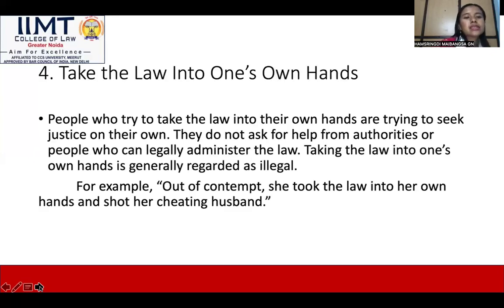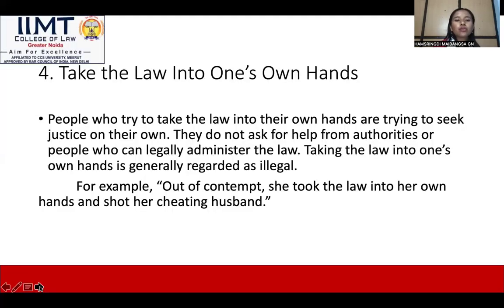The next expression is take the law into one's own hands. People who try to take the law into their own hands are trying to seek justice on their own. They do not ask for help from authorities or people who can legally administer the law. Taking the law into one's own hands is generally regarded as illegal. Sometimes we lose faith in the justice system, so we decide to take our own matter into our own hands.